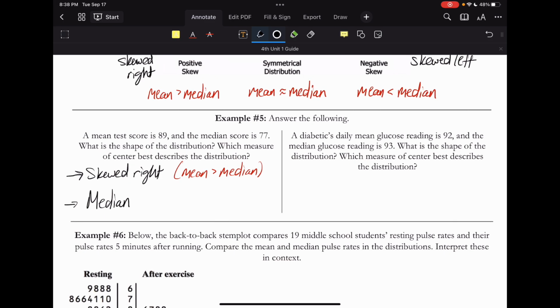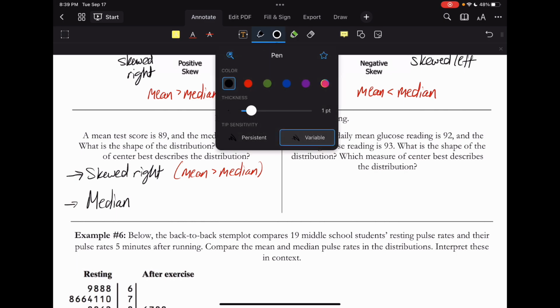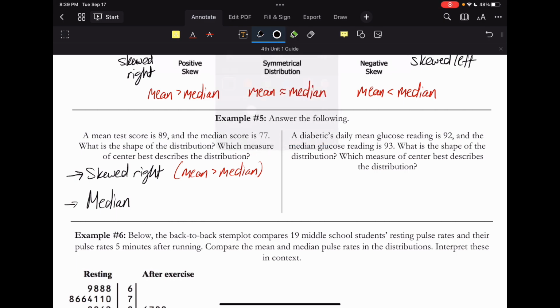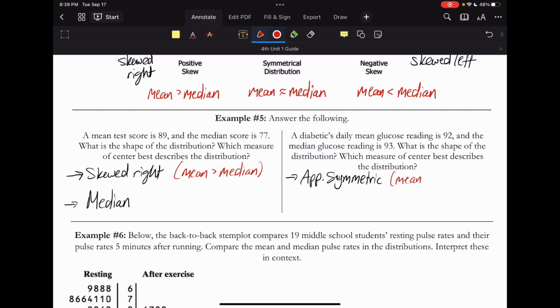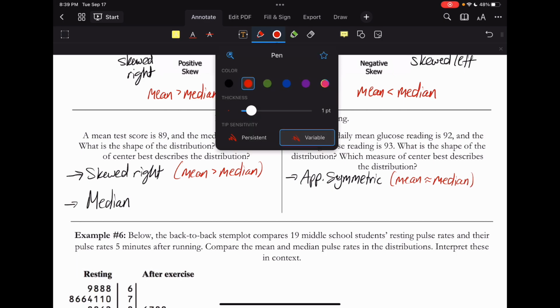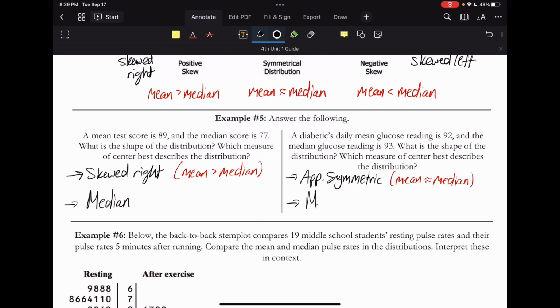Going to the next one, a diabetic's daily mean glucose reading is 92 and the median glucose reading is 93. What is the shape and which measure of center best describes it? So since the mean is 92 and the median is 93, those are very close. So we do say that this is an approximately symmetric distribution, because they are very, very close to each other. Mean is about the median. And since I have a symmetric distribution, that is when we are going to use our mean to describe the center of the distribution.